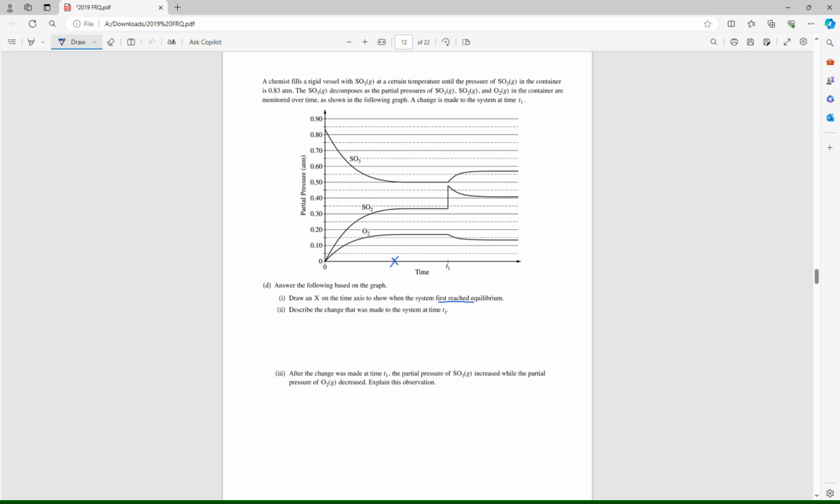So here's time t1. We can see O2 starts decreasing slowly, SO2 has this huge spike, and SO3 starts increasing slowly. So this huge spike indicates that SO2 was added. And we know it was added because it's a vertical spike, whereas here, this is like a rate of change. These are rate of change for SO3 and O2. So after SO2 was added, that created a change for these other ones. So SO2 was added.